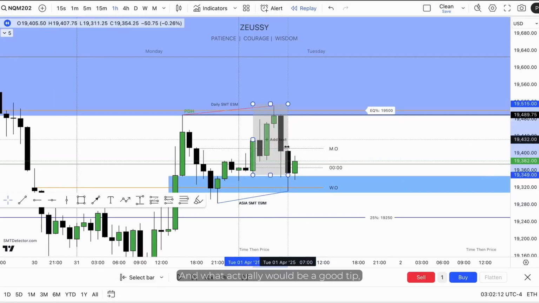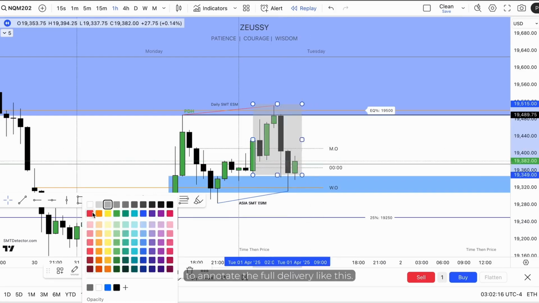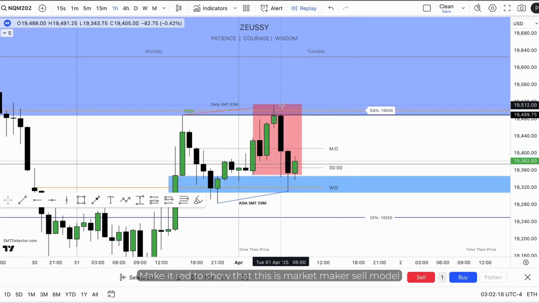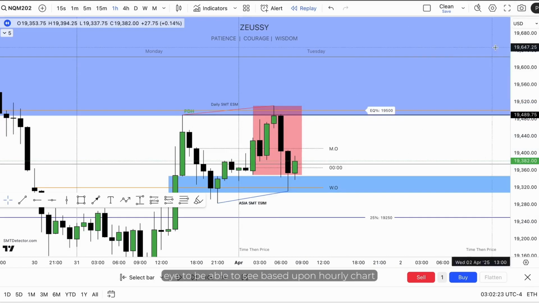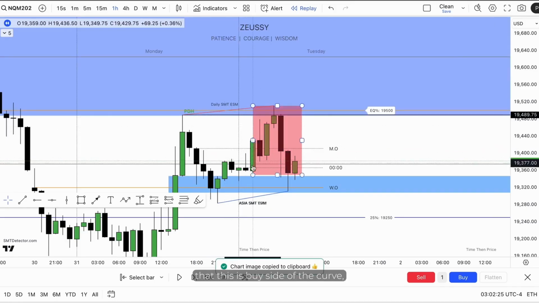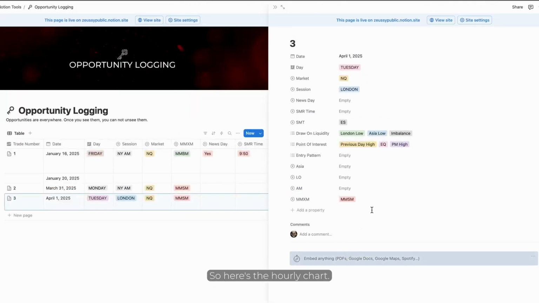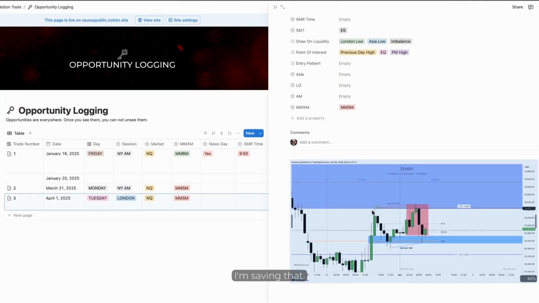And what actually would be a good tip, which I would like to share with you, is to annotate the full delivery like this, make it red to show that it's a market maker sell model, and basically to train your eye to be able to see based upon the RE chart that this is the buy side of the curve, the sell side of the curve on the lower time frames. So here's the RE chart, I'm saving that. Keep in mind we're working within the premise of what we established on the day chart prior.